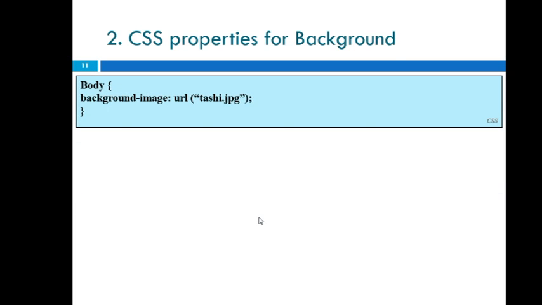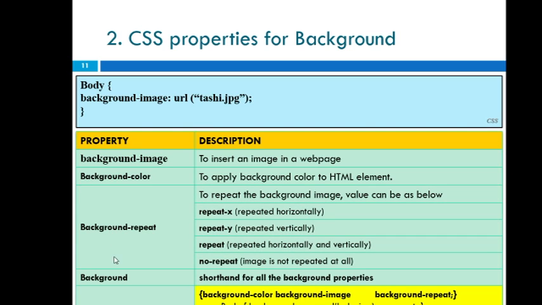Now the second one is the CSS property for the background. If you want to insert an image at the back of your web page, then you have to use this coding. We have to write background image URL, meaning the path of your image. You have to write the name of the image over here, and before that you have to write the URL. In case of the property, we are using background image, background color, and background repeat. Okay, and background image is used to insert an image at the back of your web page.